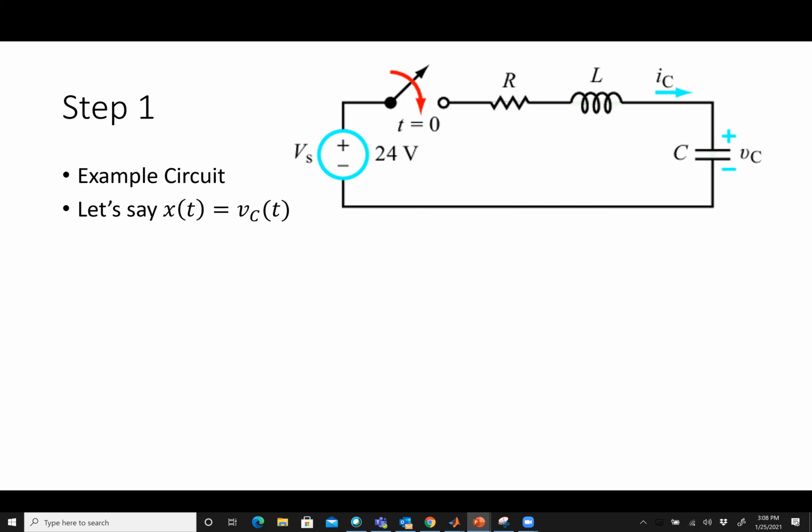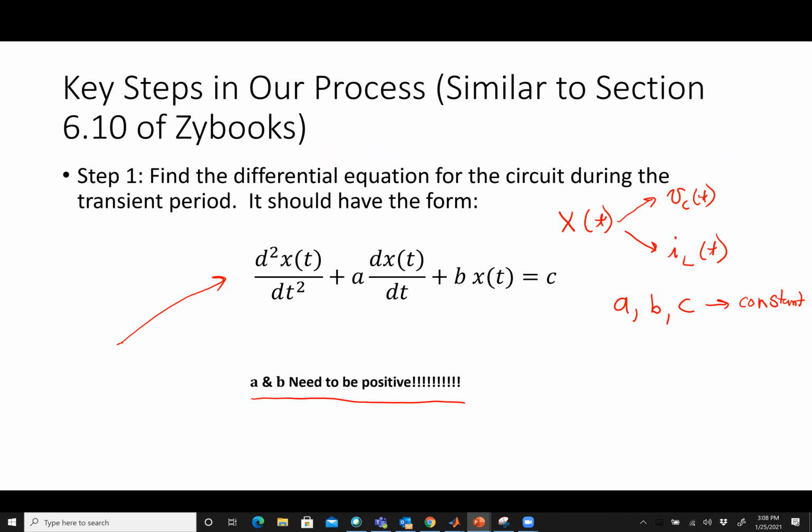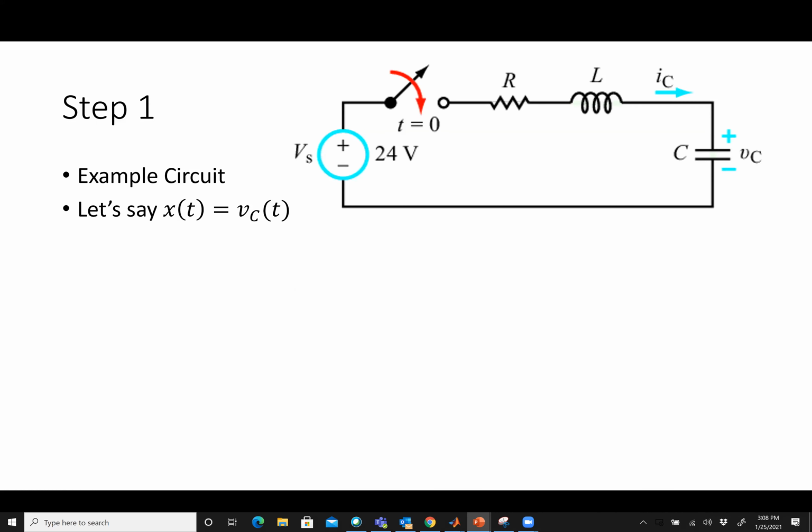Like I said, Zybook starts out with looking at a series RLC and a parallel RLC and treats those as special, and they are special. But I'm going to treat this from the general perspective like they have in 6.10. I'm going to give you different circuits. They're not necessarily going to be parallel RLC or series RLC. And I'm going to ask you to do the analysis to figure out what the differential equation is.